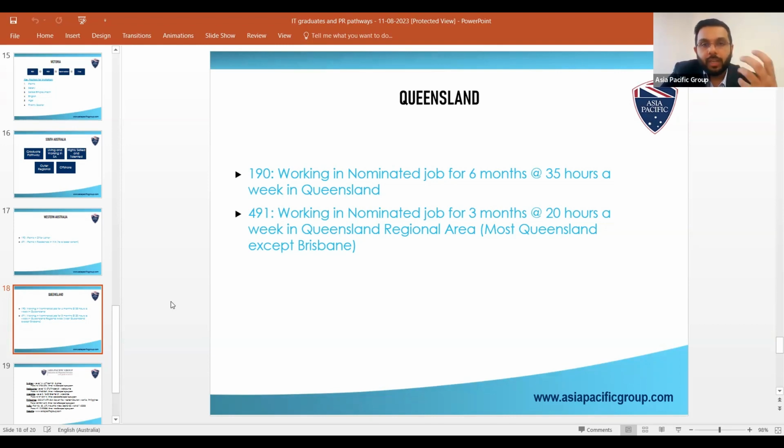So generally speaking, 190 and 491 are both possible in Queensland, but obviously Queensland is a tough nut to crack, because they're very unpredictable in a lot of ways, meaning some months they invite in heavy numbers, some months they just completely go quiet. So they're quite unpredictable and quite moody in that regard. So that's why I would rather not keep, let's say, Queensland as a primary option for IT graduates generally. So, okay, that's the last thing I wanted to talk about.